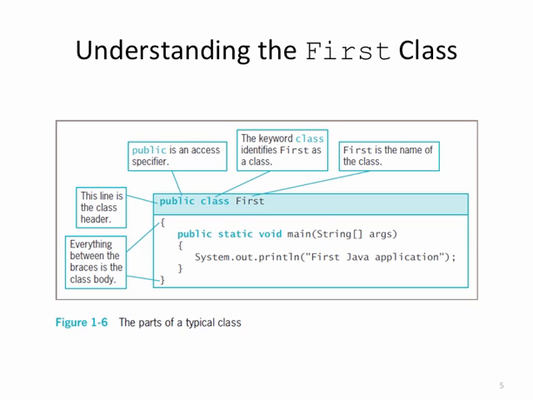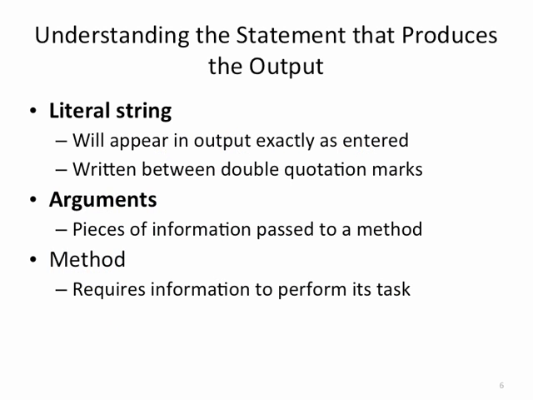Notice that first Java application is in double quotes. Those double quotes mean that this is a string literal or a string constant, and what's in the double quotes is exactly what will be displayed on the screen. System.out.println is a method that produces output. So anything in the parentheses is the argument that we are sending to the println method so it can do its job. So in this case, we're sending first Java application, and that's exactly what println will print. It will print first Java application.